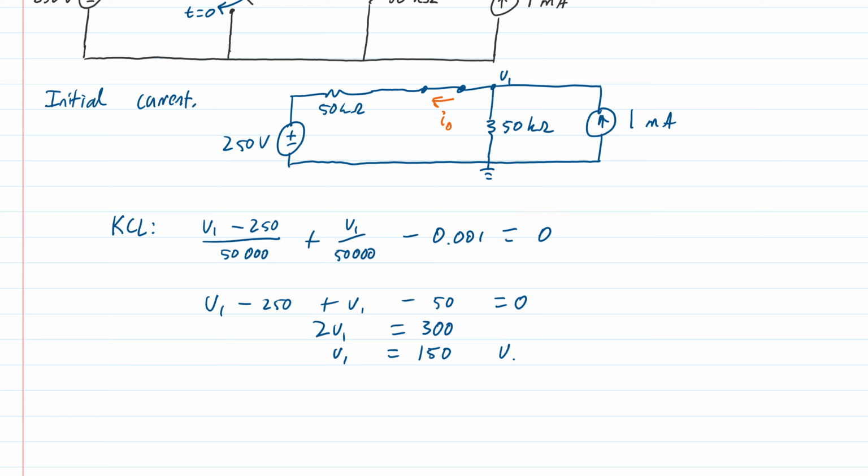direction. So therefore our current I0, just using Ohm's law here, so the voltage across that resistor is V1 minus 250. The resistance is 50k, so we can substitute in our numbers, 150 minus 250 divided by 50,000 will give me negative 2 milliamps as the initial current.